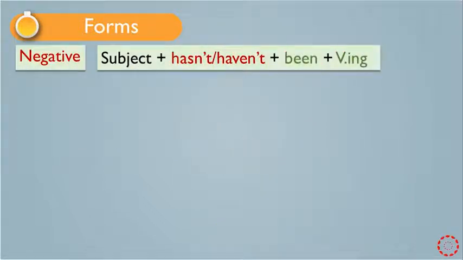What about the negative form of present perfect continuous? We just add not to the verb to have, which is has or have, and they become has not or have not. And also we can use the contracted form of them. You can say hasn't and haven't, and then we have been plus verb-ing.